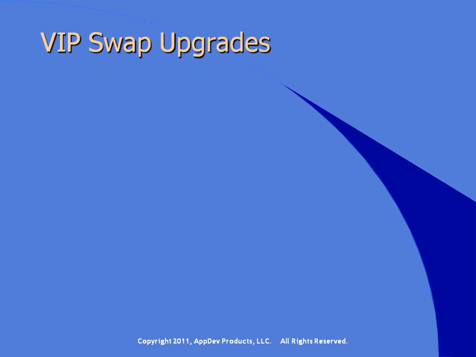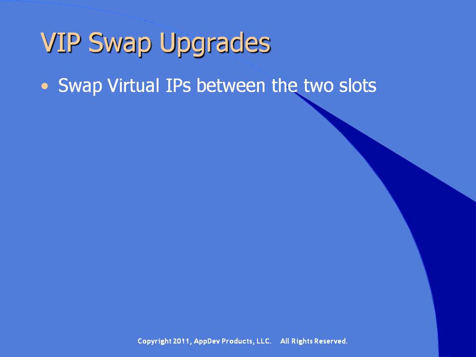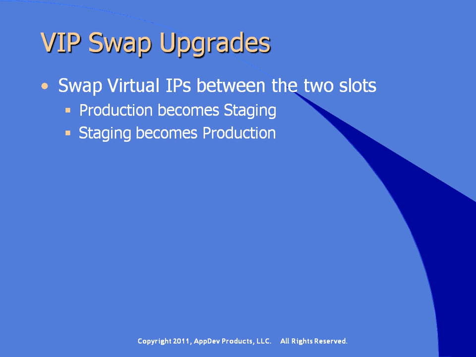Now let's jump back real quick and talk about how VIP swap upgrades work. You can upgrade your service by deploying a new package to the staging environment and then swapping the staging and production environments. This type of upgrade is called a virtual IP or VIP swap, and really all it does is swap the addresses of the two deployments.